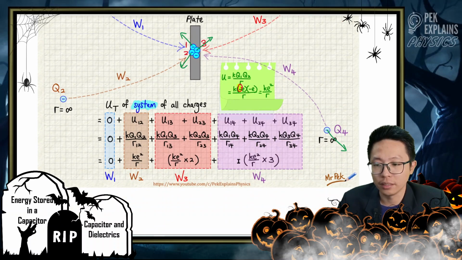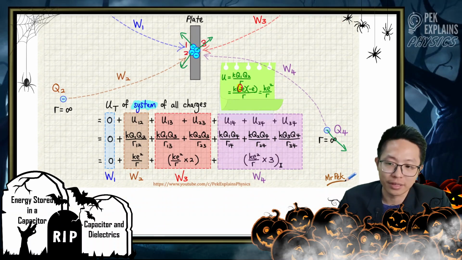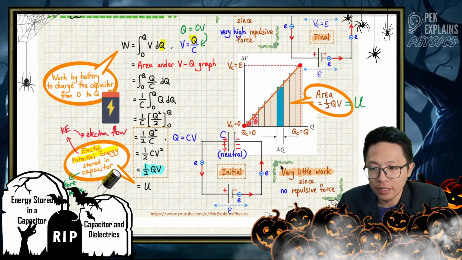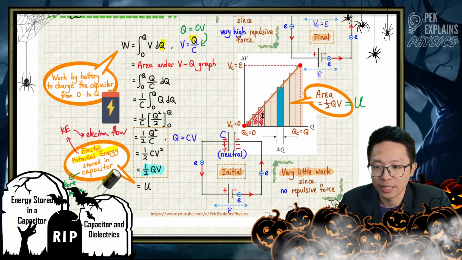So that's why the work done is 3 times already. Last time the work done was 2 times. Now the work done is 3 times. So even more work done. You see that? This is the fourth charge already coming.